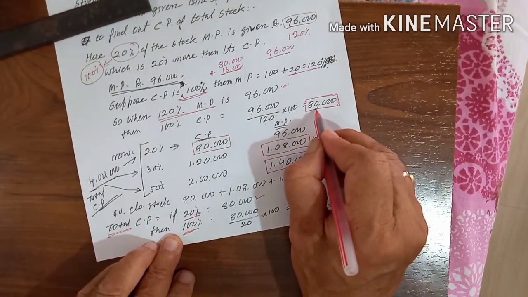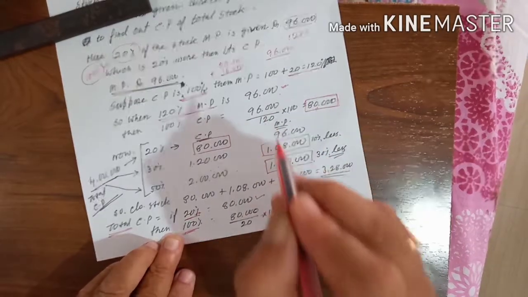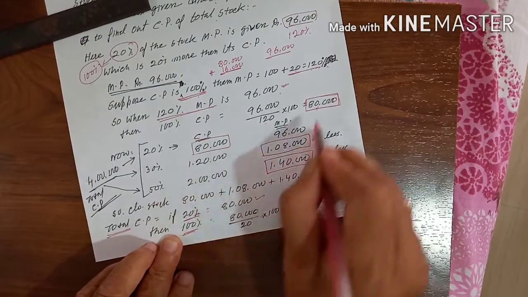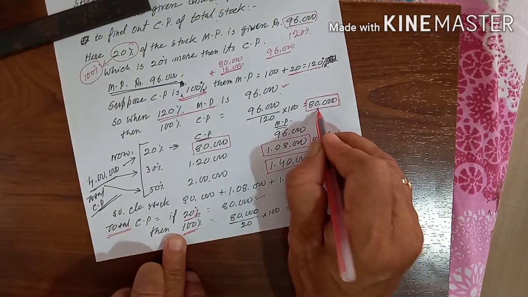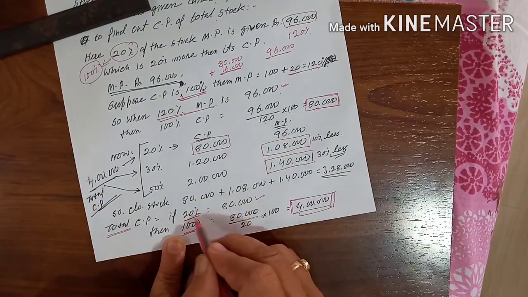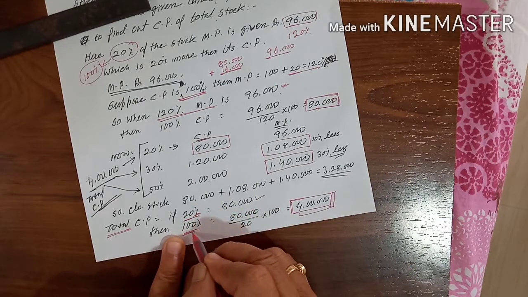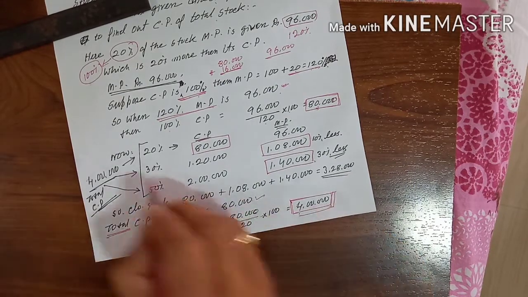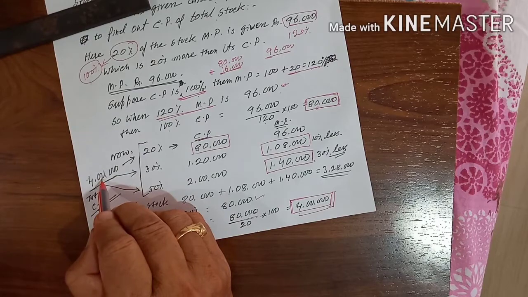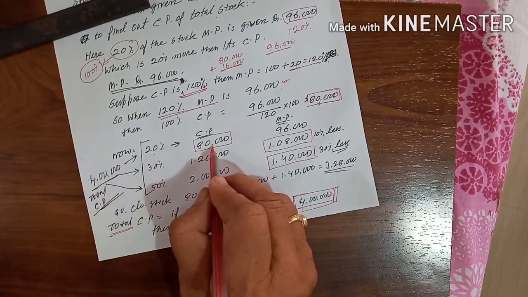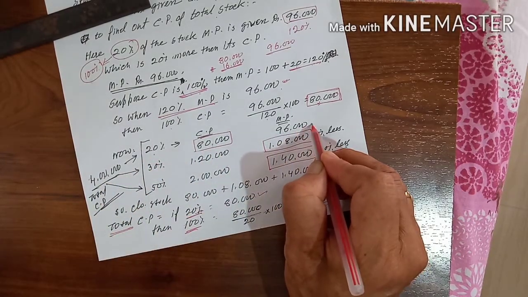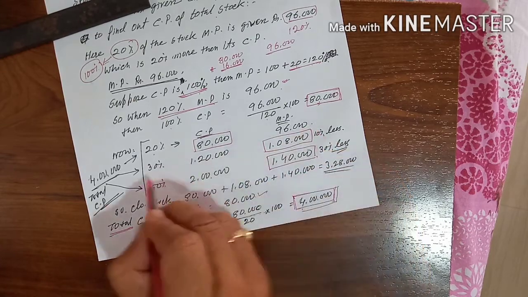This 80,000 is your 20% of total CP. Keep it in mind. This 80,000 is your 20% of total CP. If 20% is 80,000, 100% is 4 lakh. Now you come: 4 lakh is your total CP, 20% is 80,000, and the market price is 96,000, which is given in the question.